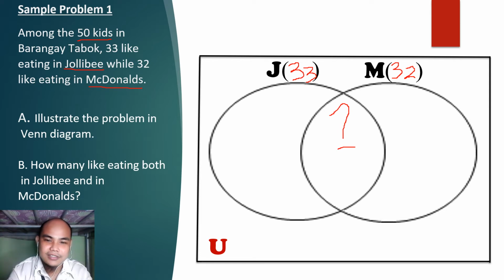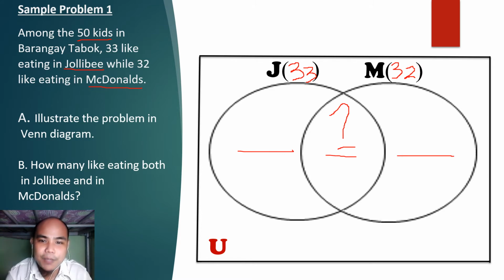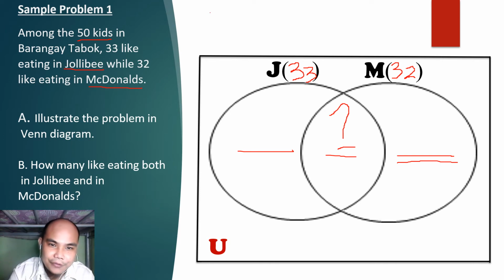Which part? This one, or that one? Again, what if I am going to subtract my entire universal set, which is 50, to the Jollibee itself, which is 33? Which one will be left? Correct. This thing will be left. Therefore, we can answer this one already by simply subtracting 33 from 50.